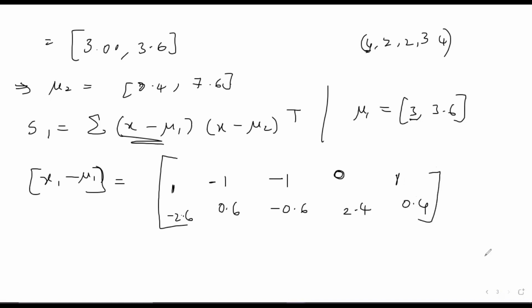I hope you're following, right? Are you following, guys? Yes. Okay, cool. Now, since the formula is whole transpose, let me write the values one more time: 1, minus 1, minus 1, 0, and 1. Minus 2.6, 0.6, minus 0.6, 2.4, and 0.4. These are the values.